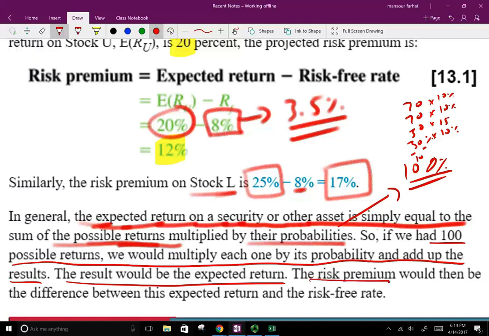So this is how we compute the expected return. The risk premium would then be the difference between the expected return and the risk-free rate.